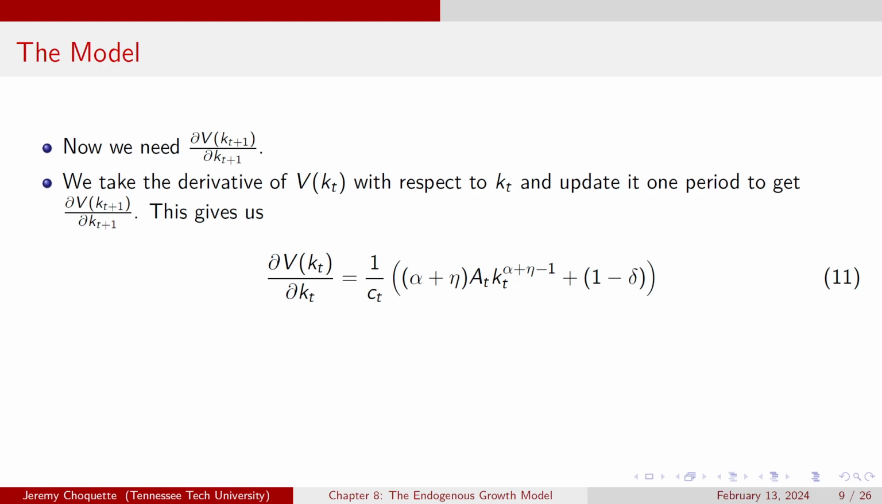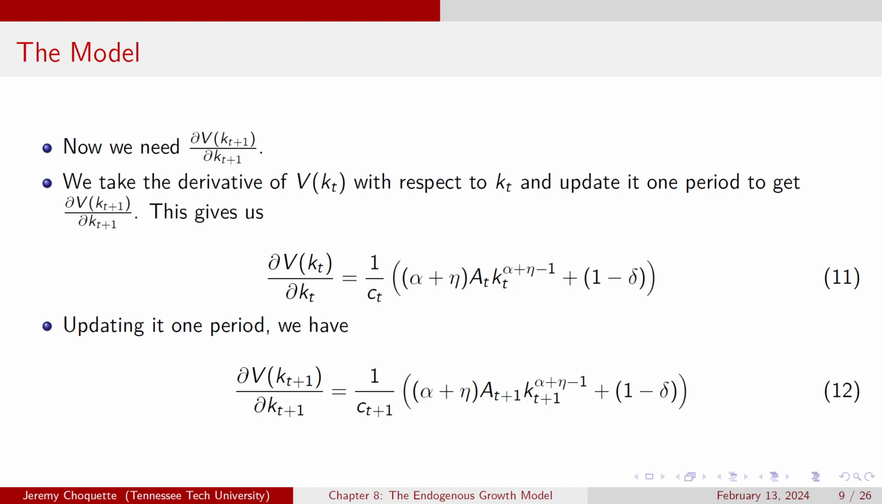So 1 over ct equals alpha plus eta times a times k to the alpha plus eta minus 1 plus 1 minus delta, right? Originally, in the neoclassical growth model, it would have just been alpha times a times k to the alpha minus 1, but we've got that eta in there now. So it's alpha plus eta, right? Alpha, capital share of income, plus any sort of knowledge spillovers that can move from one industry over to another. But really, even this isn't all that terribly different.